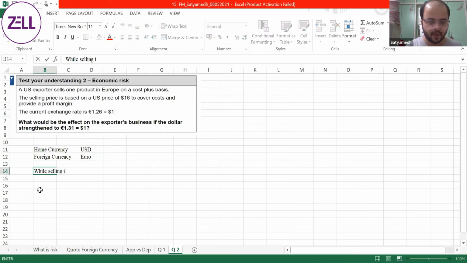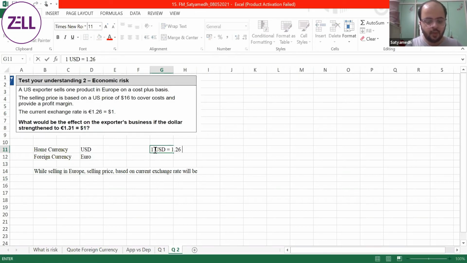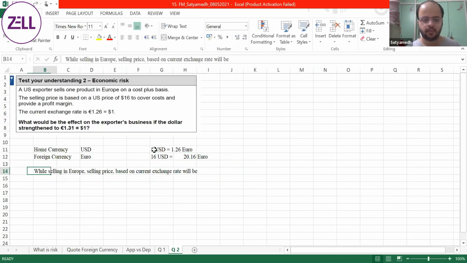while selling in Europe, selling price based on current exchange rate will be कितना होगा 16. ऐसा लिख लो. Always write it like this. 1 USD is equal to 1.26 euro. So 16 USD is equal to 16 into 1.26. Make sense? Selling price in Europe will be 20.16 euro. This is what is the situation right now.